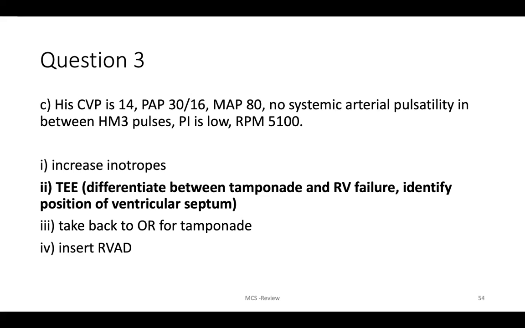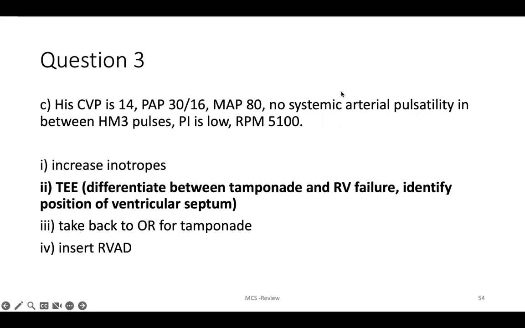So now the third scenario: his CVP is still a little bit high, PA pressure a little bit on the lower side. The MAP is okay, but there is no systemic arterial pulsatility. We don't know the pump flow, but the PI is low, so the filling of the LV is not great.